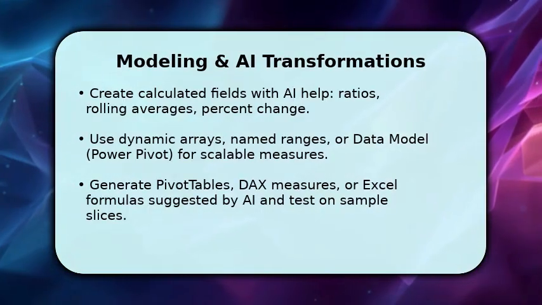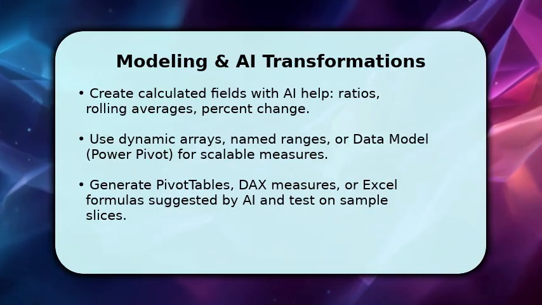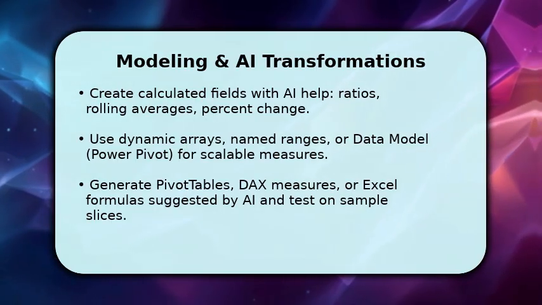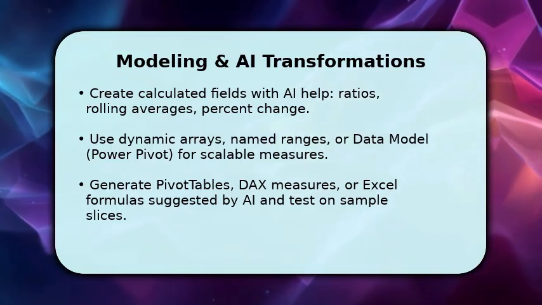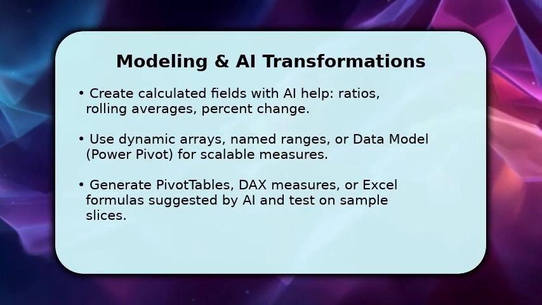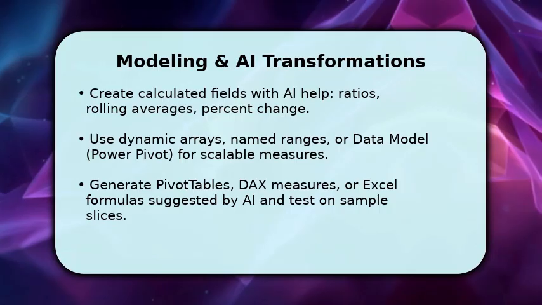Now build the logic that will power visuals. Use the data model or structured tables for scalability. Ask the AI to produce DAX, lambda, or array formulas for key measures like rolling 3-month average or YoY change. Implement and explain each formula so you know why it works.